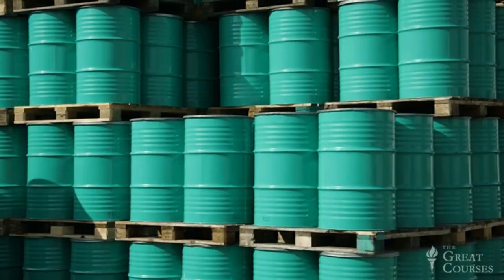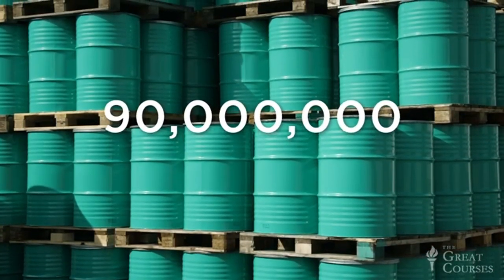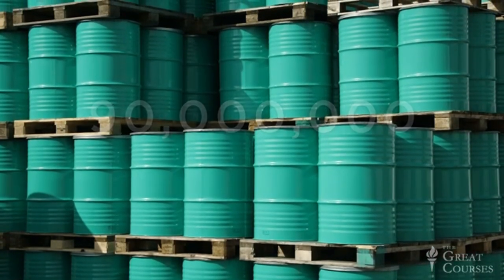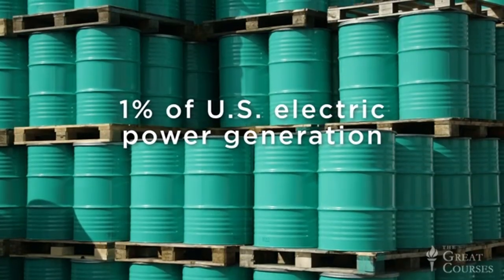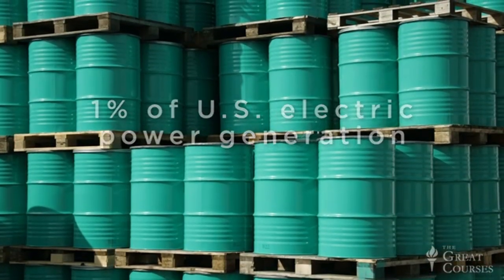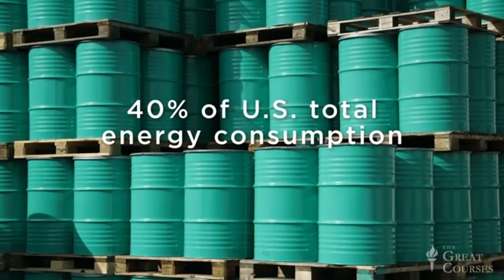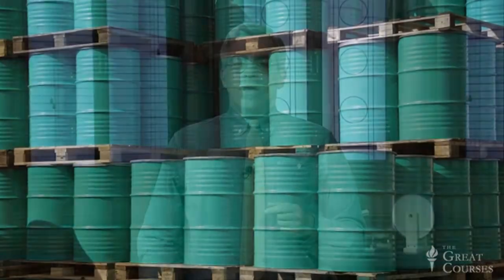Next, oil. The world consumes over 90 million barrels of it every day. And even though oil fuels only about 1% of US electric power generation, it constitutes 40% of our total energy consumption. Petroleum products power our automobiles and aircraft. They heat our homes, cook our meals, and lubricate our machines. They serve as a base for countless industrial chemicals and plastics.